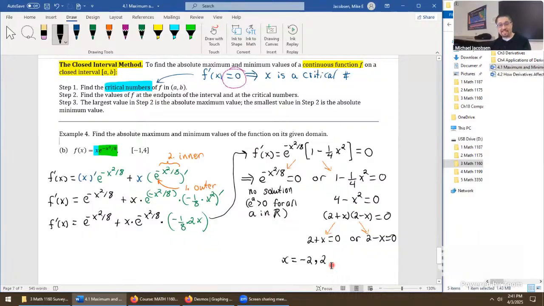Whew, that's a lot of work just to get critical numbers on this thing. But now that we have them, step 1 is done. Step 2, step 3, really rapid to complete the rest of this. However, are we really done with step 1? The whole purpose of step 1 is to find the critical numbers.